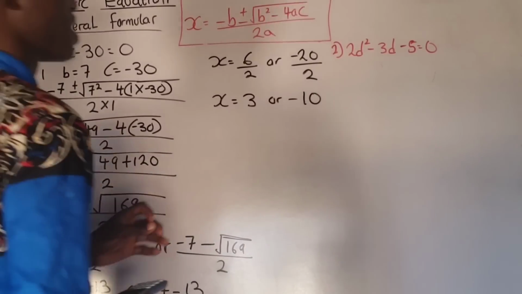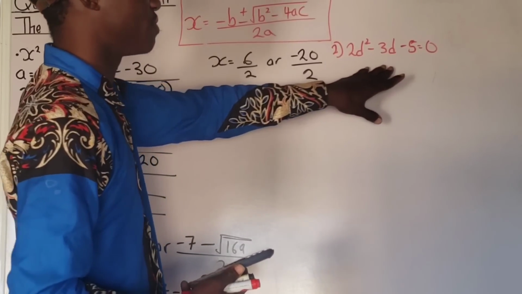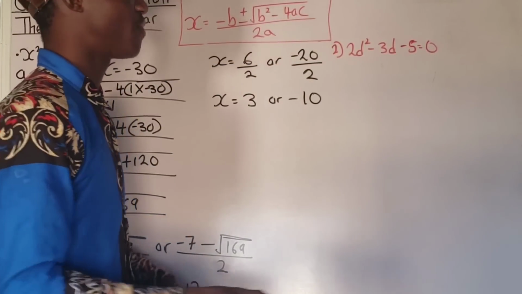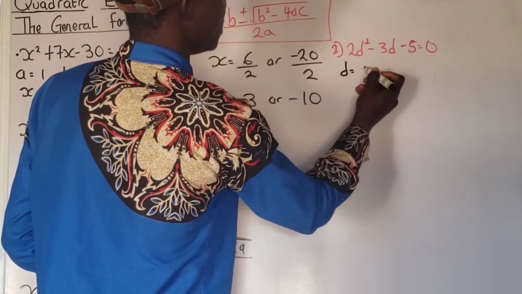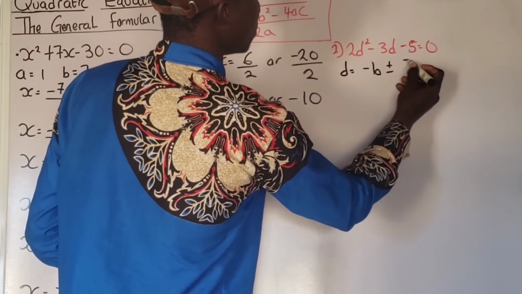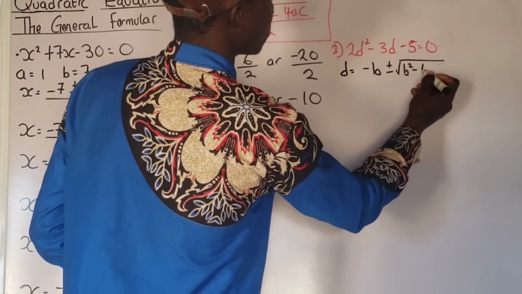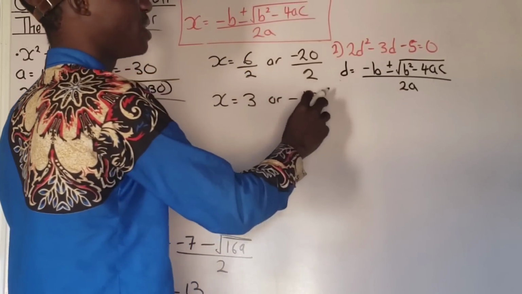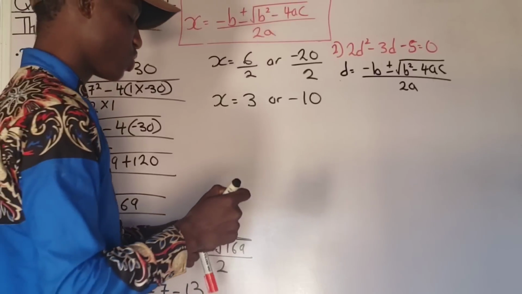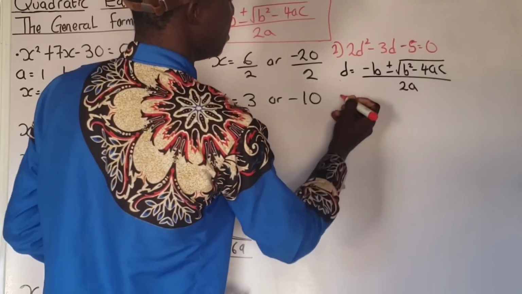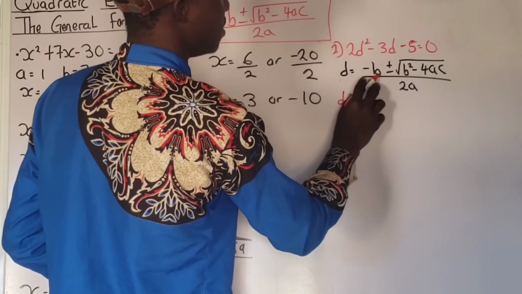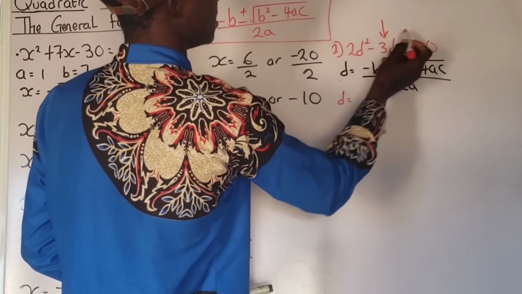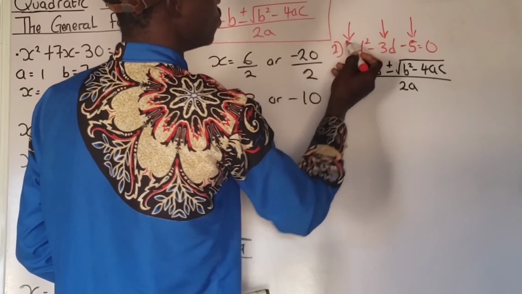Don't forget, in the previous class, I told you that don't mind the letter that you are given. If you are asked to find the value of d, just adapt the formula, you understand? The formula now becomes d equals negative b plus or minus the square root of b squared minus 4ac all over 2a, you understand? Instead of x, we are going to replace x with d. Do you understand? Okay, so here I'm going to have d equals negative b. b in this equation is what? b is negative 3, you understand? And c is negative 5. a is what? 2. Do you understand?